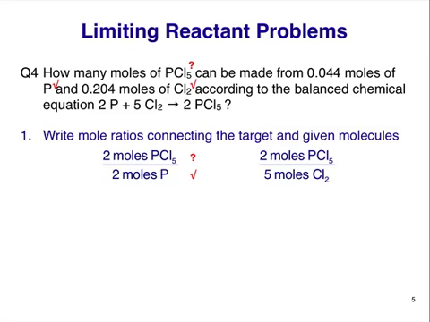Here's the second mole ratio, the one for PCl5 and Cl2. Note I've written both of these in their upside down forms compared with last time, because I'm anticipating the next step, where I'll cancel each reactant in turn. To do that, the givens need to be the denominators in the mole ratios.